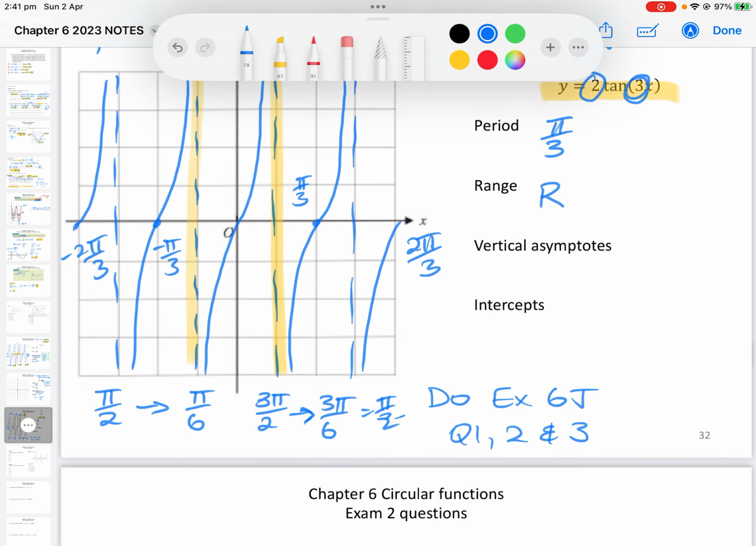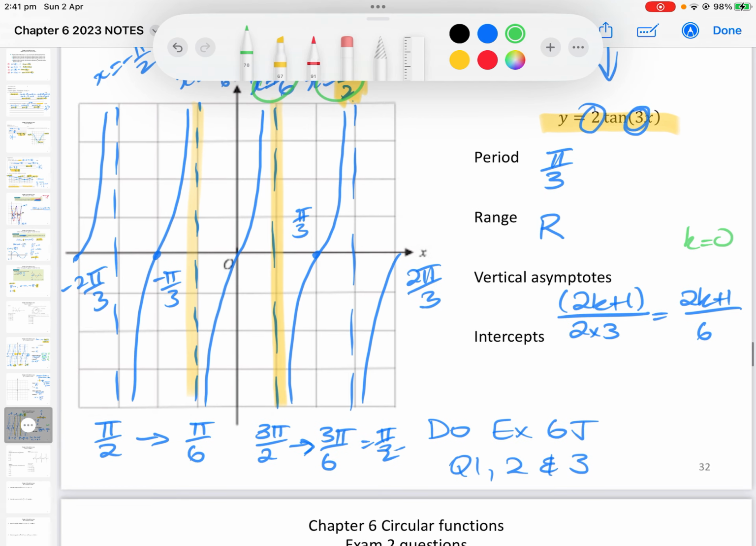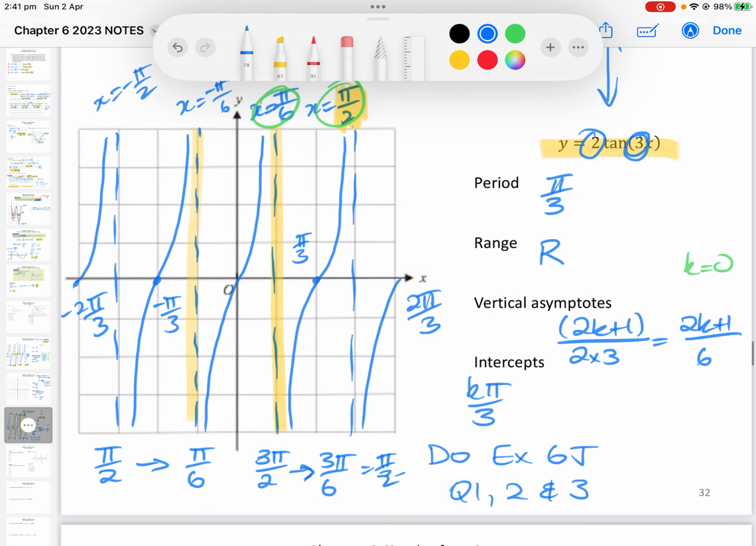My vertical asymptotes are at (2k plus 1) pi on 2n, or 2 times 3. So they're at (2k plus 1) pi on 6. So I could substitute in values for k to get these, but I just did it through the dilation factor. And my intercepts, they're going to be at, what were they, k pi on 3. So they're at pi on 3, and then again at 2 pi on 3, and at minus pi on 3, minus 2 pi on 3. So that is how we draw a tan graph.